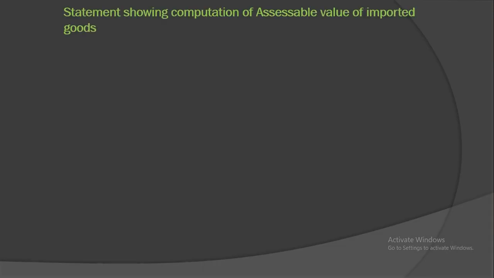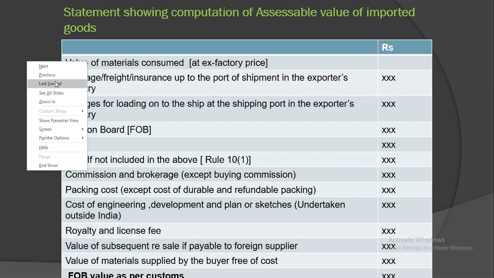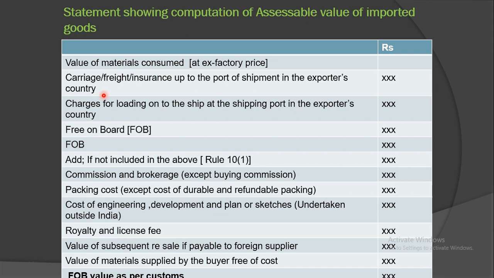I'll show you how we can compute the assessable value of imported goods. This is the statement in which we will calculate our assessable value. It starts with the factory of the exporter. Whatever is the cost at factory level of the exporter, we will consider that first, and in that we will add carriage, freight, and insurance charges, which are paid by the exporter to send his shipment to the port.